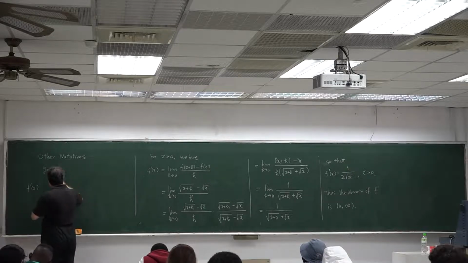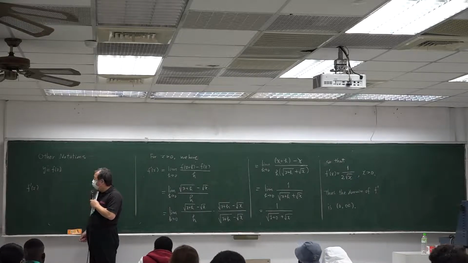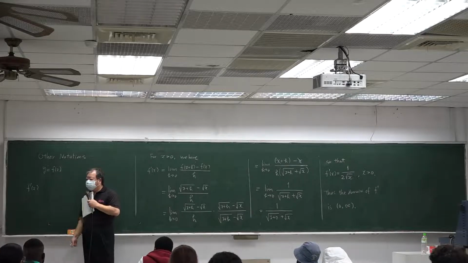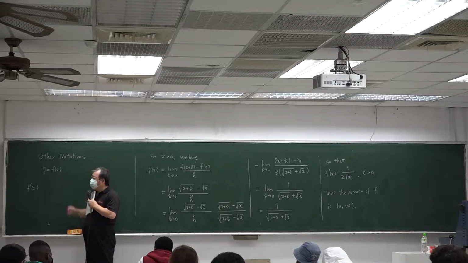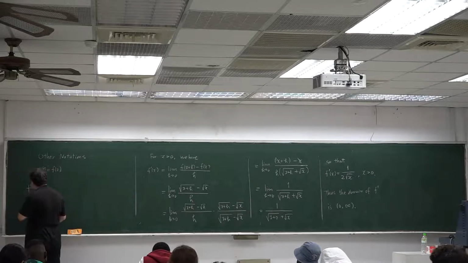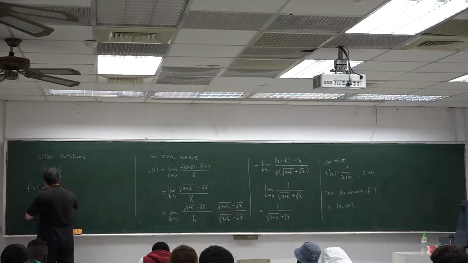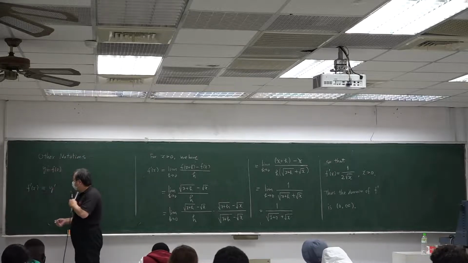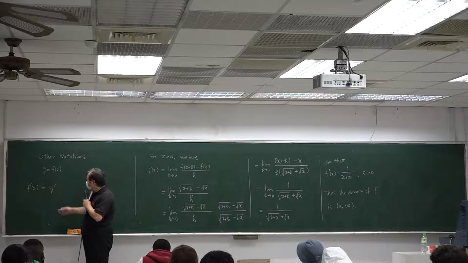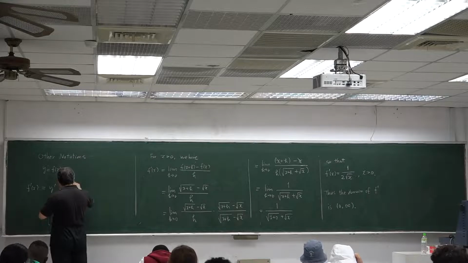Suppose we have a function, using functional notation, y equals f of x. x is the independent variable, y is the dependent variable, and f is the name of the function. f prime of x is the derivative of f at the number x. If we emphasize the dependent variable, we can use y prime. And we may use dy dx.